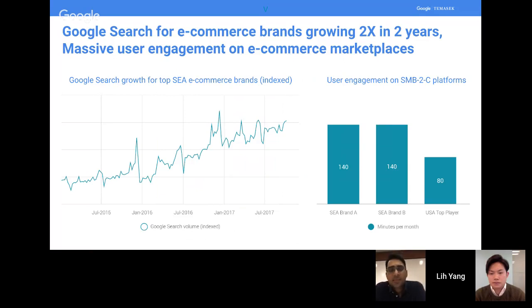So if you go to the next slide, we actually see that the e-commerce market in Southeast Asia has grown massively. Max, can we just look at the next one?